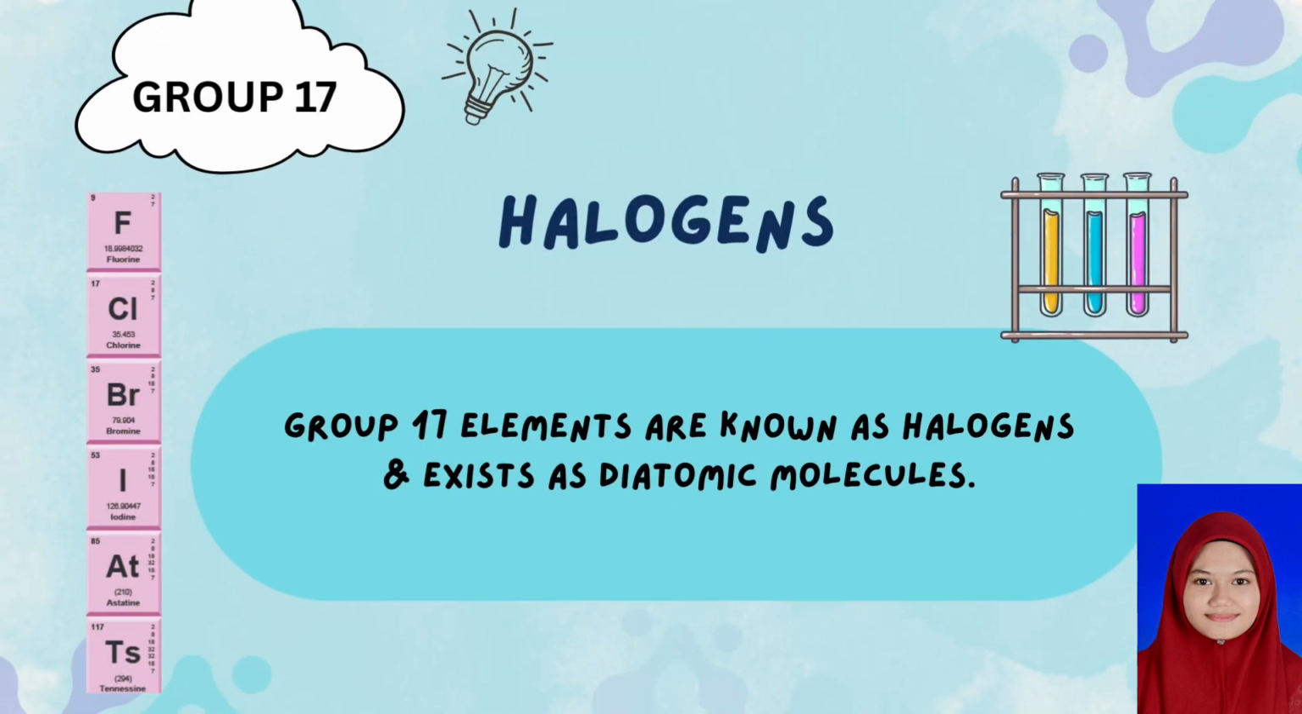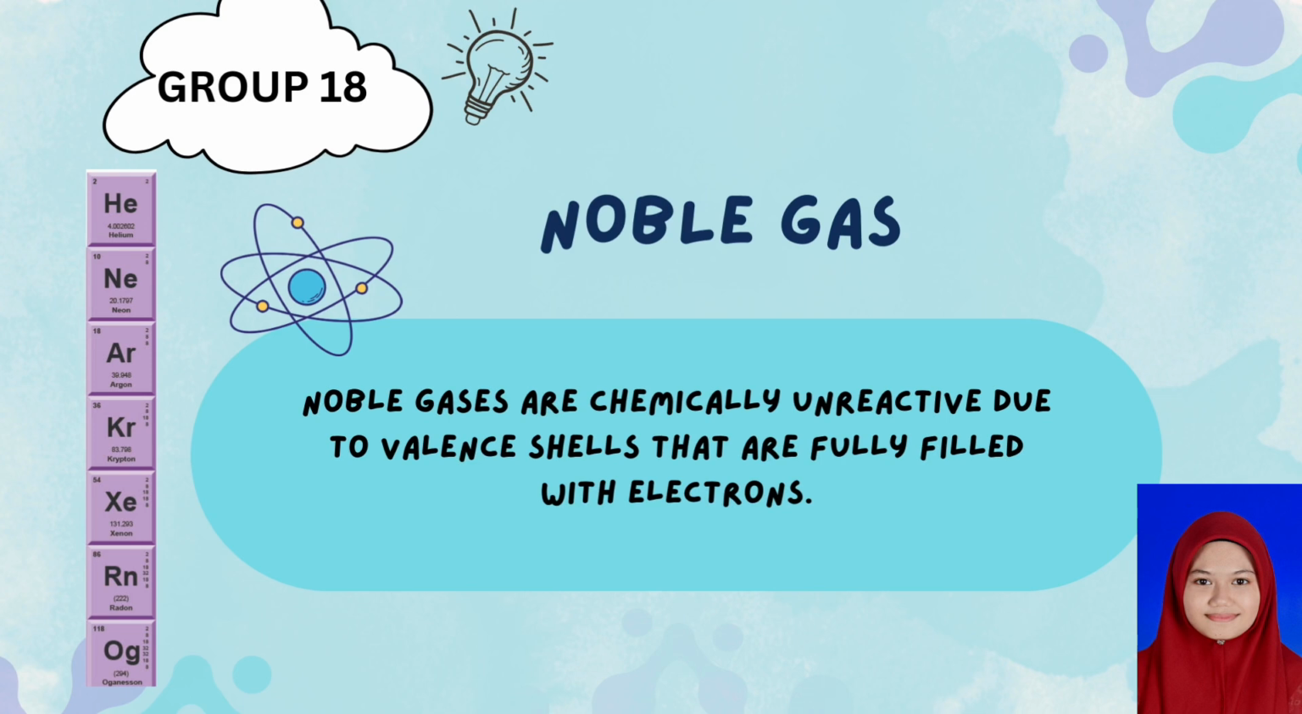And then we have group 17. These elements are called halogens. Group 17 elements are known as halogens and exist as diatomic molecules. For the last column, which is group 18, they are called noble gases. Noble gases are chemically unreactive due to valence shells that are fully filled with electrons.